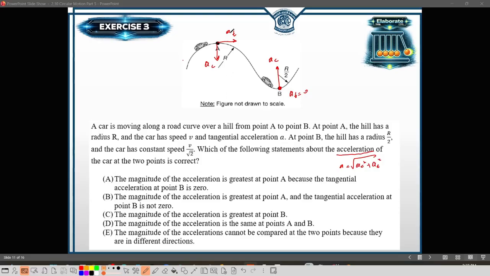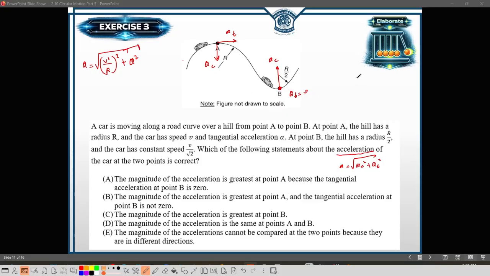So let's find out what the acceleration will be in the first case. The acceleration is equal to the square root of a_c squared, where a_c itself is v squared over r, plus a_t squared. We square because this is a Pythagorean sum. For the tangential part, the acceleration is a. So this is the acceleration at point A.